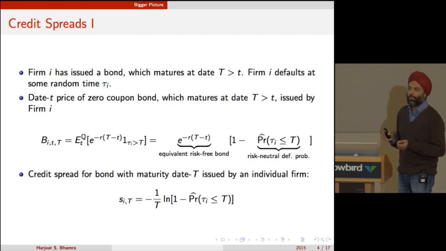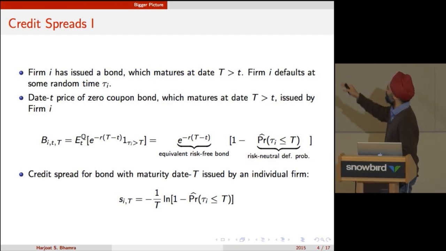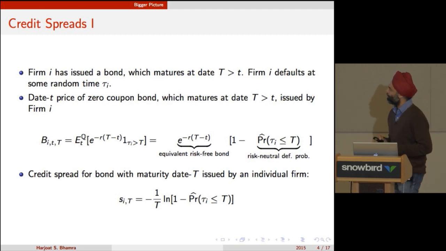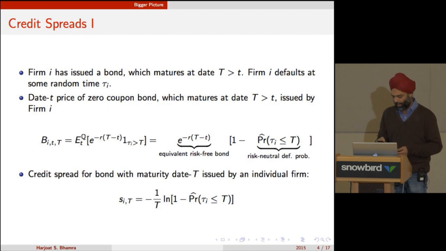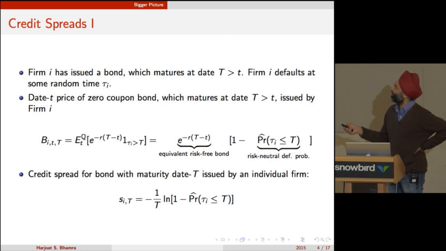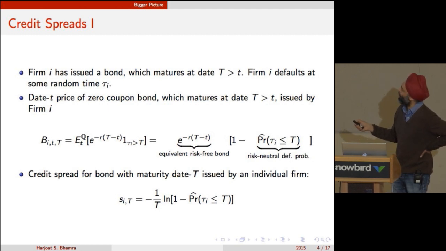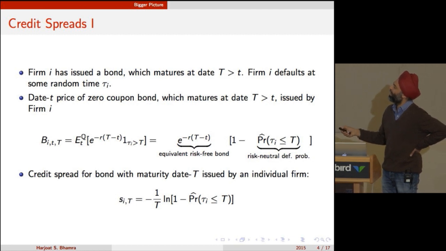So we can very easily compute the date t price of this zero coupon bond, which matures at date uppercase T in the future and is issued by firm i. Basically, it's the equivalent risk-free bond, a zero coupon discount factor, multiplied by this term, which is 1 minus the risk-neutral default probability. So you can see the bond is worth less than the equivalent risk-free bond because of the possibility of default. Importantly, what matters here is the risk-neutral default probability.